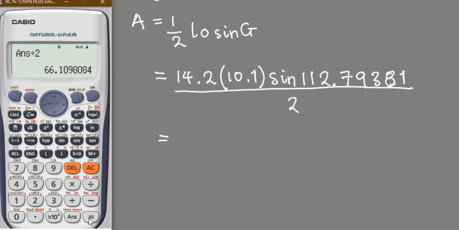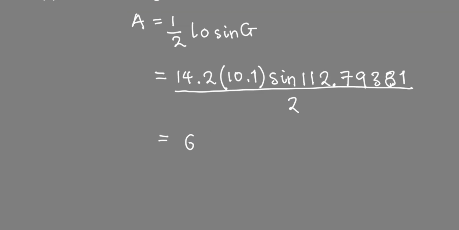This area should have units. Don't forget about the units. The answer here is going to be correct to 3 significant figures. Our distances in the diagram are given in meters. Therefore, the units for the area of this triangle will be square meters. Our answer here is going to be 66.1 square meters.